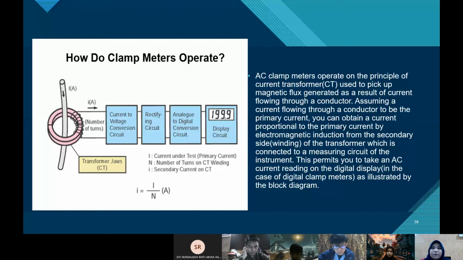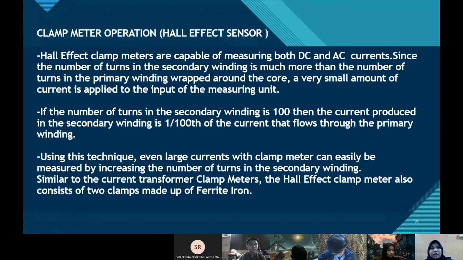induction from the secondary side winding of the transformer, which is connected to a measuring circuit of the instrument. This permits the related current reading. Clamp meter operation, Hall effect sensor. Hall effect clamp meters are capable of measuring both DC and AC current. Since the number of turns in the secondary winding is much more than the number of turns in the primary winding wrapped around the core, a very small amount of current is applied to the input of the measuring unit.